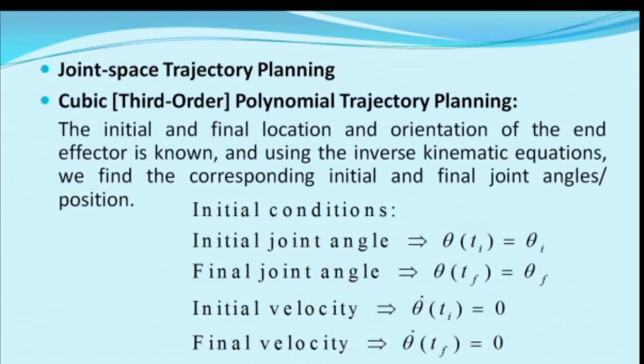Initial joint angle: at initial time Ti, the joint angle is theta i. Final joint angle: at Tf, it is theta f. Initial velocity, theta dot, is 0. Final velocity at Tf is 0. So we have 4 initial conditions.